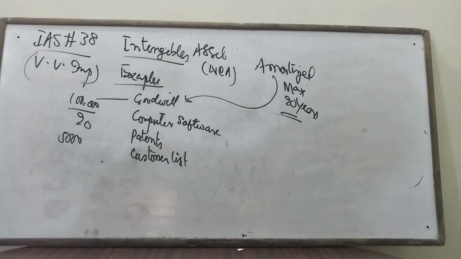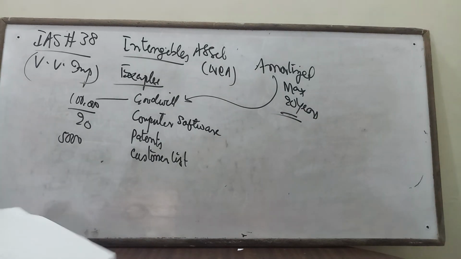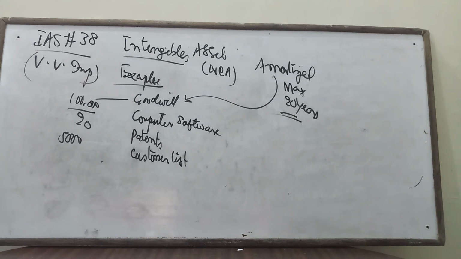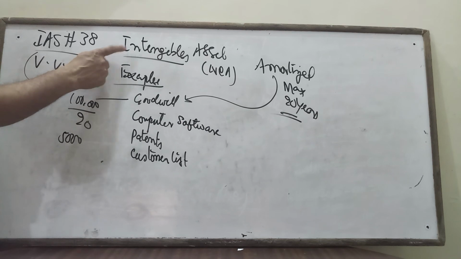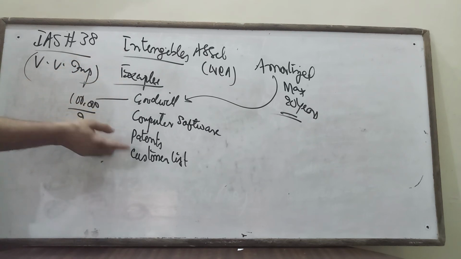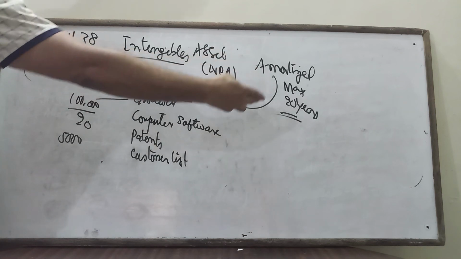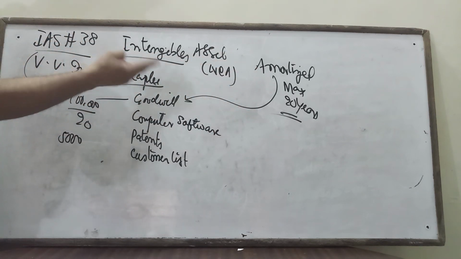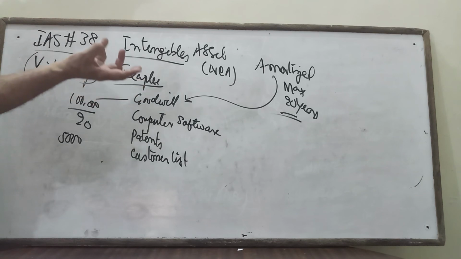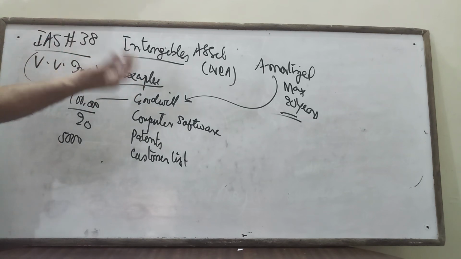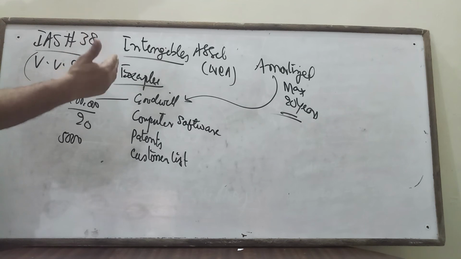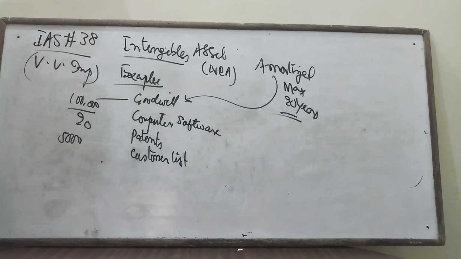So this IAS is not difficult. In this IAS you have to read the definition of intangibles, the examples of intangibles, and the amortization of intangibles. So three things in this IAS are very important: the definition of intangibles, the kinds of intangible assets, particularly goodwill, and the amortization of intangible assets. Intangible assets cannot be revalued, even though the company allows revaluation of non-current assets.